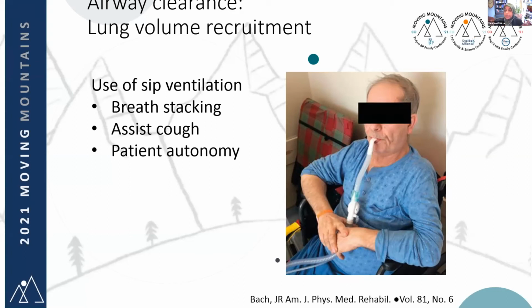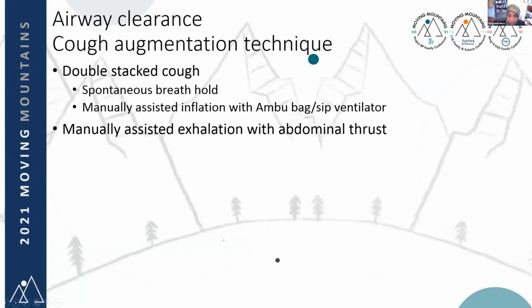So the patient takes one breath in and then takes a second breath in, and then they cough it out. You can use that to assist your cough. And it's easy. The patient doesn't need a secondary person to help them get that extra breath in. You don't need someone else to Ambu bag you in. The patient has the sip close by and they can reach out and use that as needed. So that's a good way of going about things.